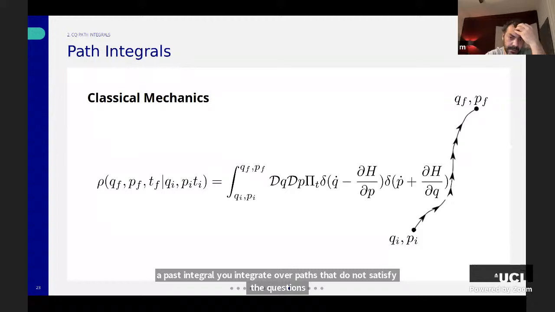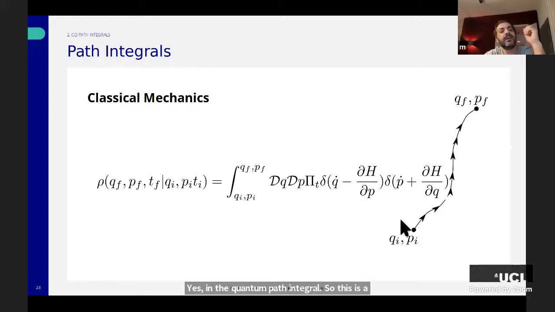So I'm saying in classical mechanics, you can also write down a path integral. Yes, it's a very boring one, sorry. Got it, got it. There's only one path. Got it. So this is a path integral description of classical mechanics.